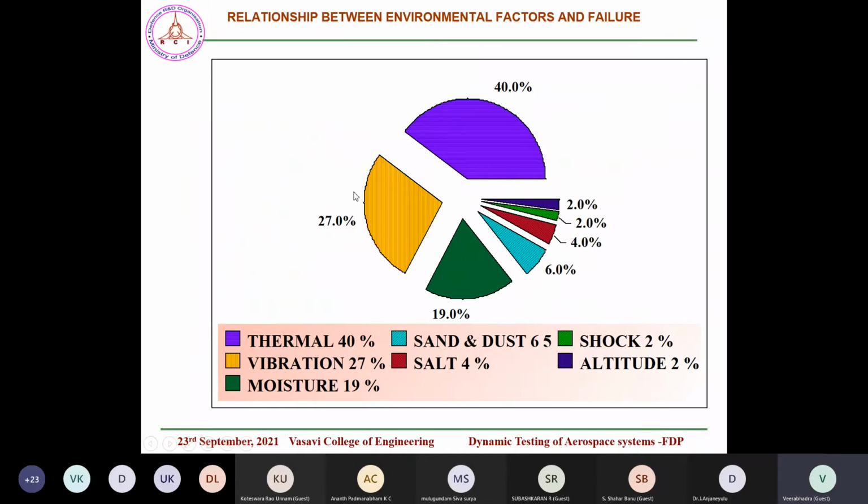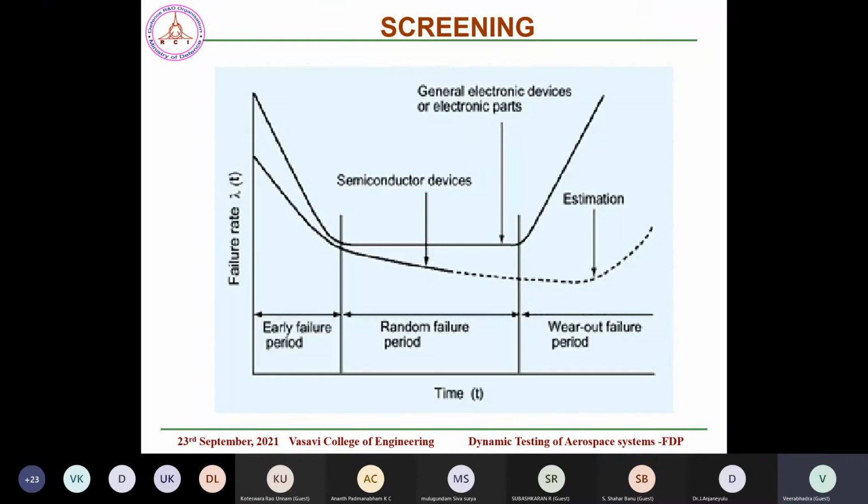If we see generally, worldwide or from our experience, we have compiled different environments and their ratios of failures. We have seen that most of the failures are due to thermal tests, followed by vibration. Thermal contributes 40% of the failures seen in these industries, and vibration is attributed to 27% of the failures. Shock is relatively less, at 2%. So I'll be dwelling upon vibration and shock, sir, in the subsequent slides.